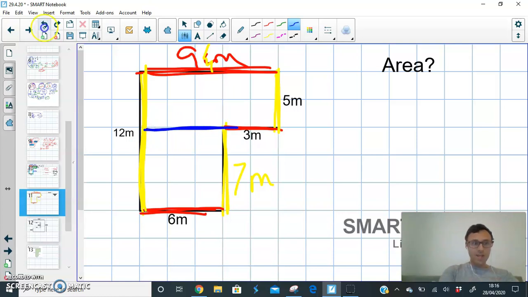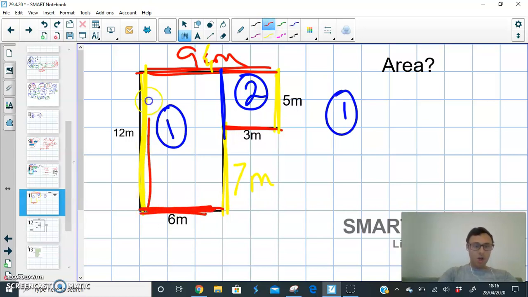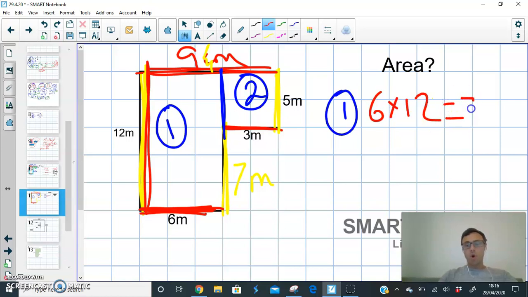Doesn't matter which way you do it, but I'm going to split it there. I'm going to call this part 1 and this part 2. Okay, so I need to work out the area of part 1 first. How many along is this part? It's 6. How many high is it? It's 12. So 6 times 12 is the area of part 1, which is 72 meters squared.